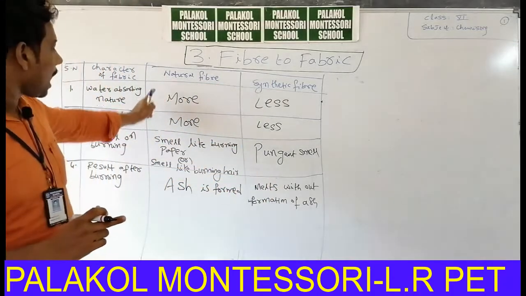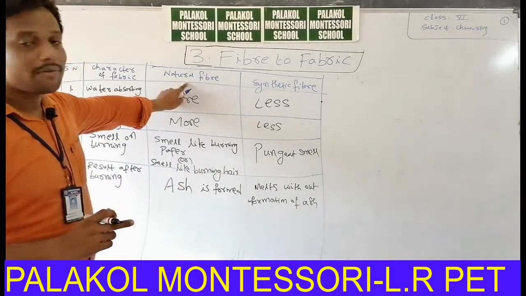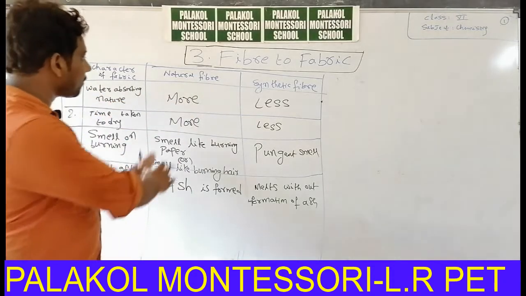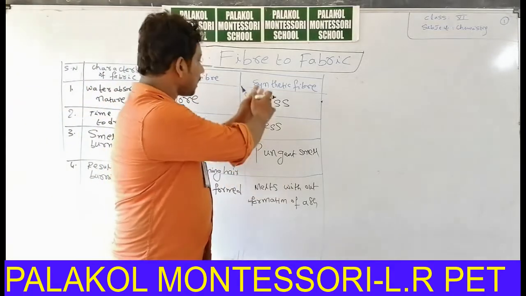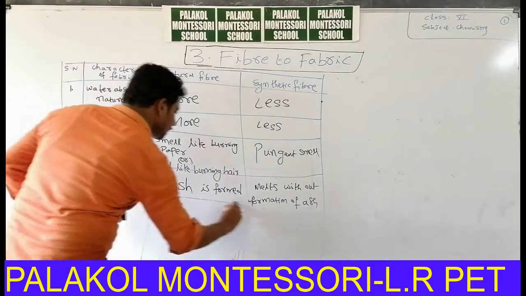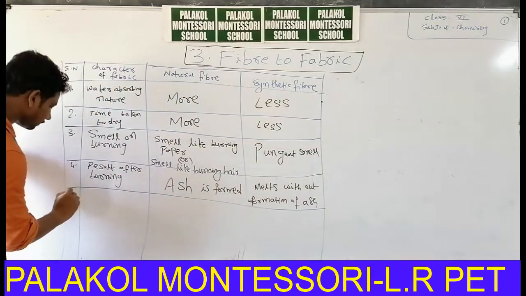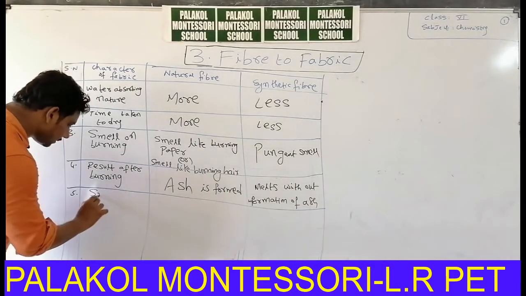The product formed after burning is ash in the case of natural fibers. So ash is formed in the case of natural fibers. No ash is formed in the case of synthetic fiber. This is about the fourth one. Next, fifth one, smoothness.